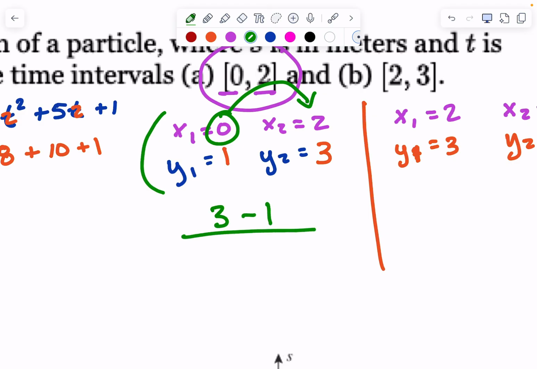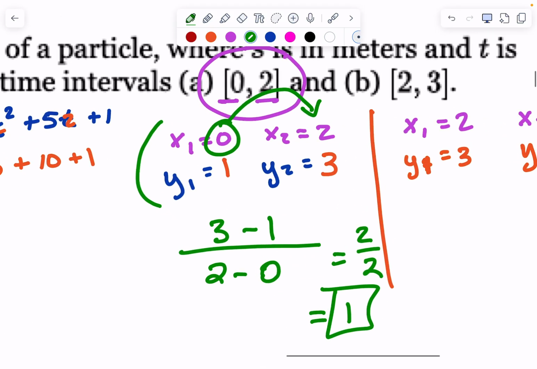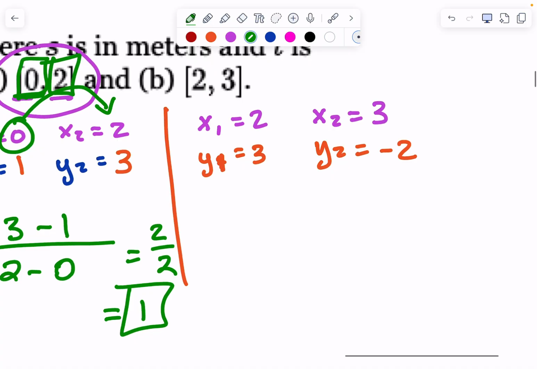y2 minus y1 over x2 minus x1 is 2 over 2, which is 1. It is going up 1 over 1, on average from 0 to 2, from the interval 0 to 2. Okay? So you're going to have to find the average for all of them.